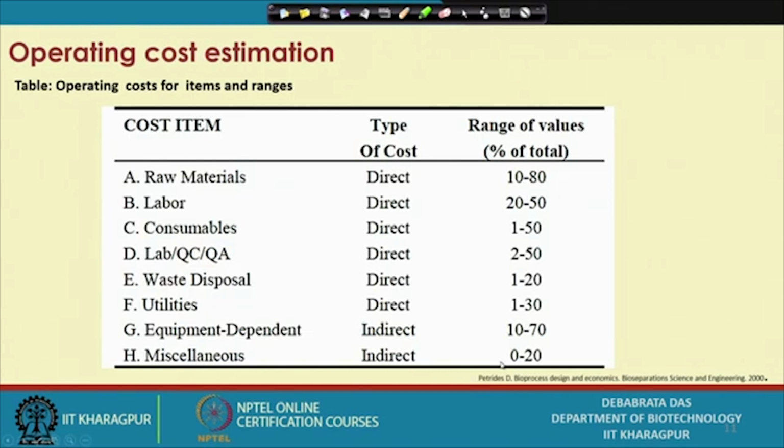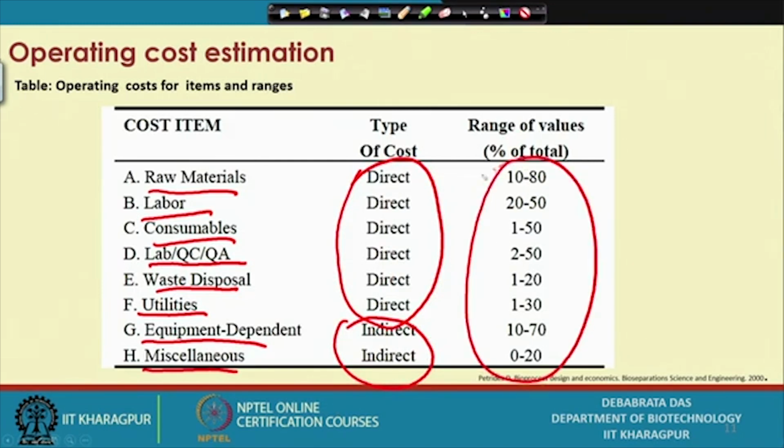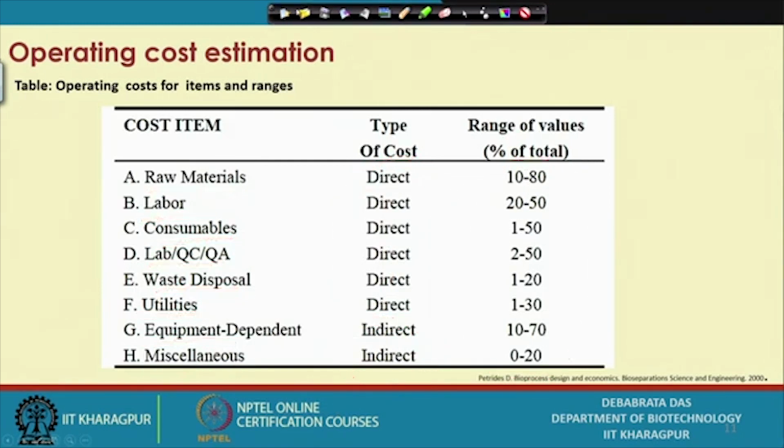Now, operating cost: this is the contribution. This is raw materials, this is labor, consumables, laboratory and quality control, and the waste disposal, utilities, equipment dependent, and the miscellaneous. Most of this is the direct expenditure and this is the indirect expenditure. This is the percentage contribution of this operating cost that has been given here.